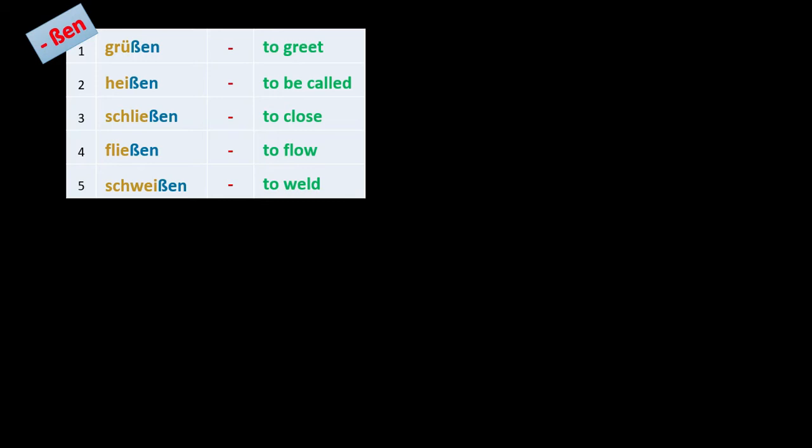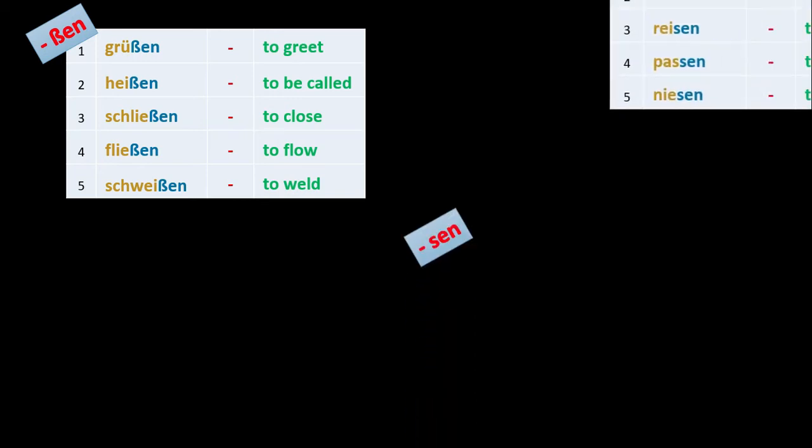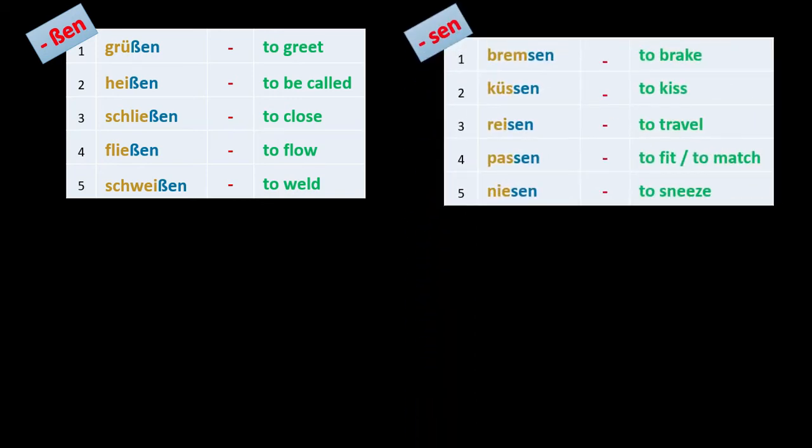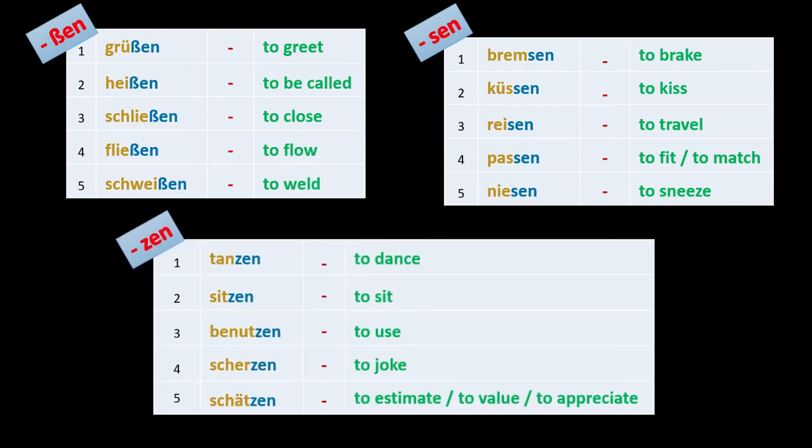Grüßen, to greet. Heißen, to be called. Schließen, to close. Fließen, to flow. Schweißen, to weld. Verbs with the ending sen. Bremsen, to brake. Küssen, to kiss. Reisen, to travel. Passen, to fit or to match. Niesen, to sneeze.